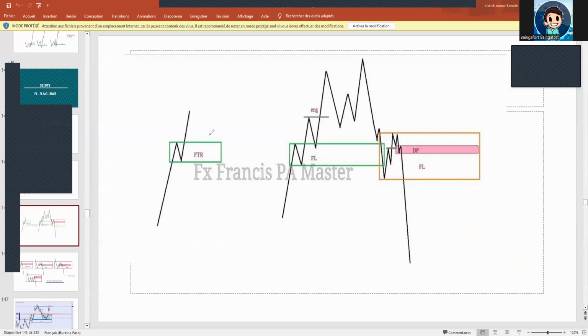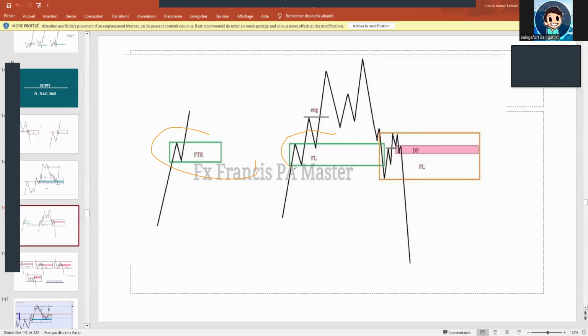Okay, very, very easy. This one is FTR. This one is flag limit. Flag, okay, FTO that has been retested immediately and continues.